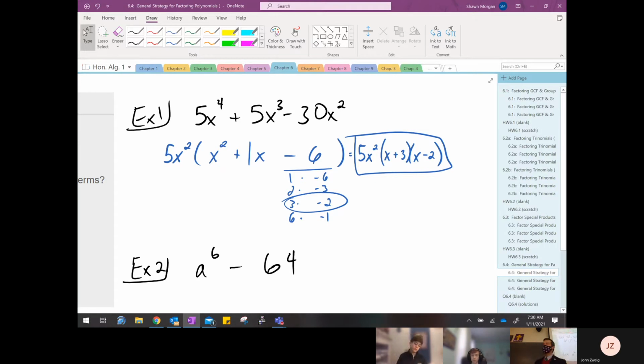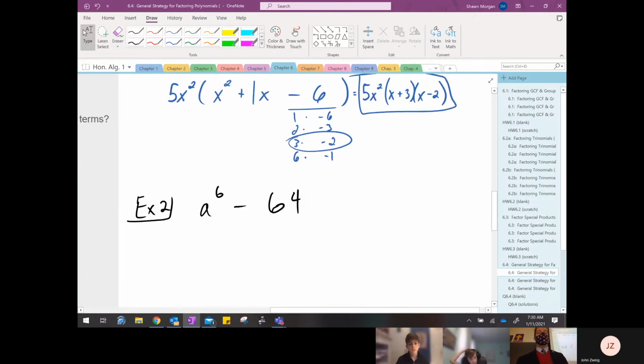Okay. Example 2 is a binomial. Is there a GCF, Joe Edwards? There ain't nothing in common between a to the 6th and 64. No common factors. So the next thing I look at on my list would be, since it's a binomial, I'm going to see if it's a difference of two squares. Now, interestingly enough, when we talk about perfect squares, I know that 64 is a perfect square, right?